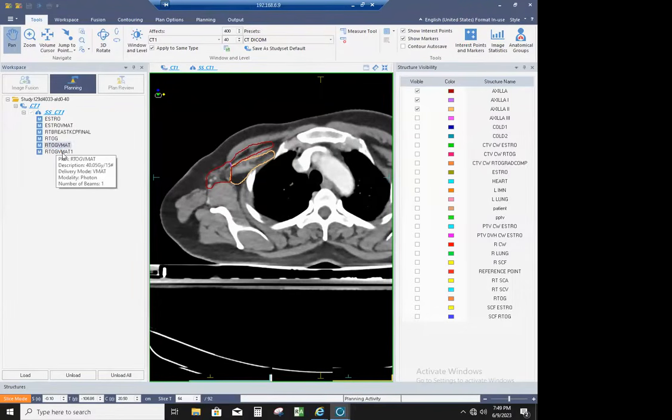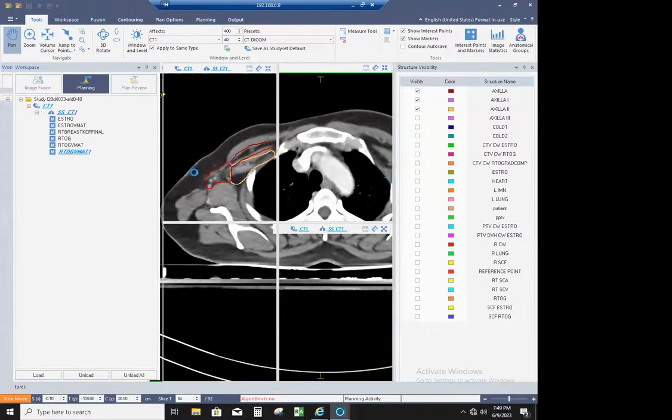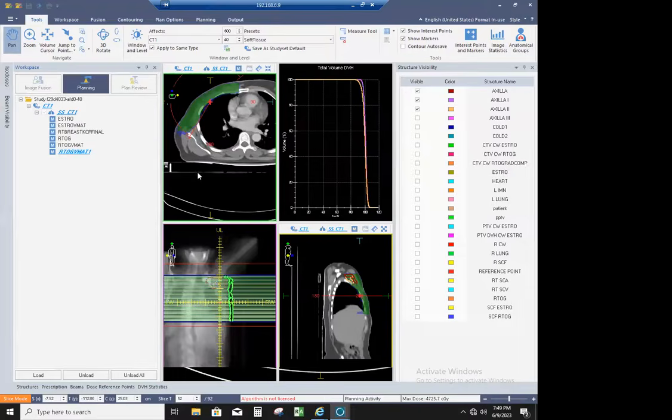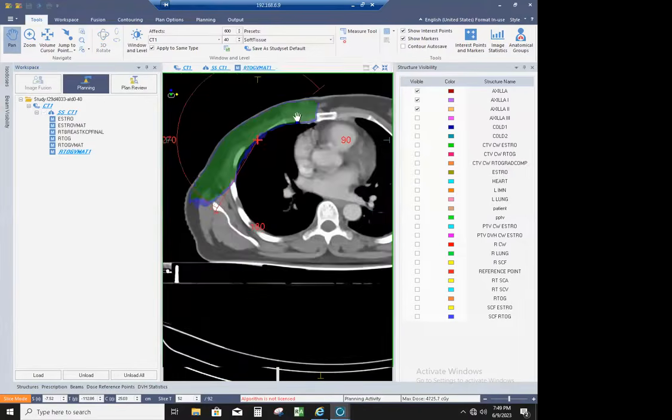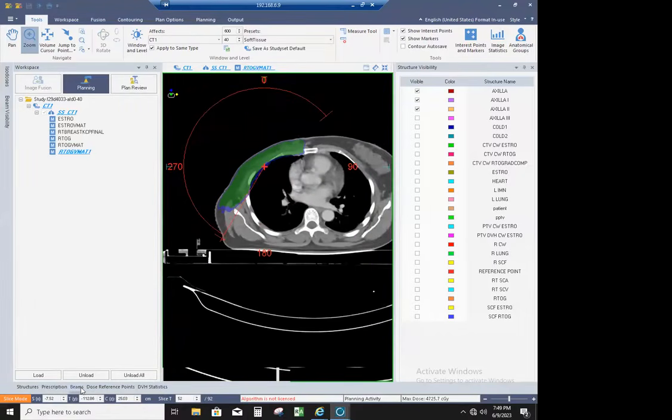we have done the planning with RTOG plannings. So this is the chest wall contouring.